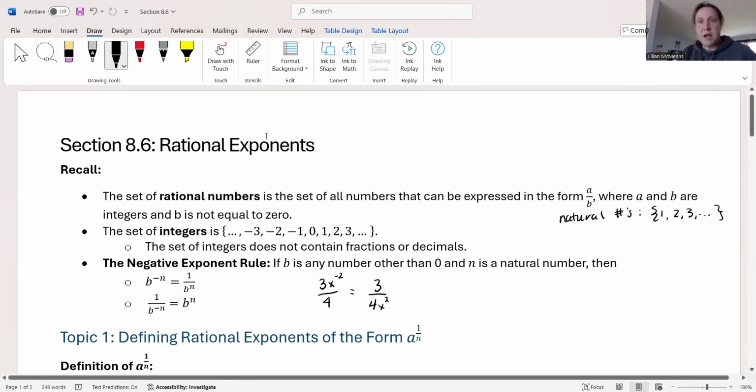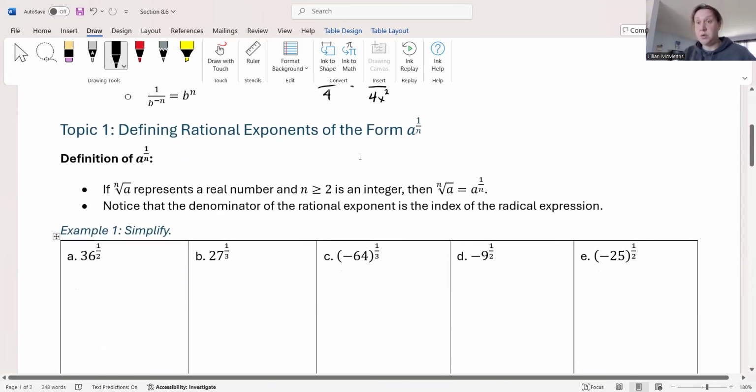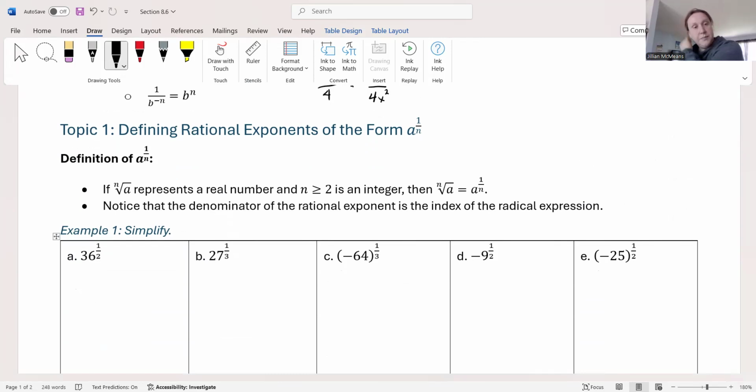Okay? Now, for this video, we're going to focus on defining rational exponents of the form a to the 1 over n power. Okay, so here's the definition. If the nth root of a represents a real number, and n is greater than or equal to 2 and an integer, then the nth root of a equals a to the 1 over n power. So this denominator and this index are the same. And that is what you should notice.